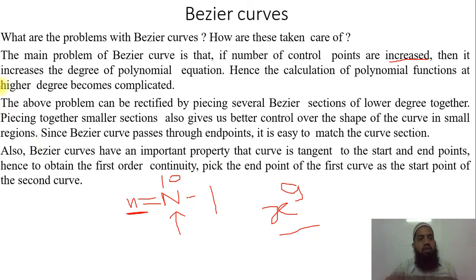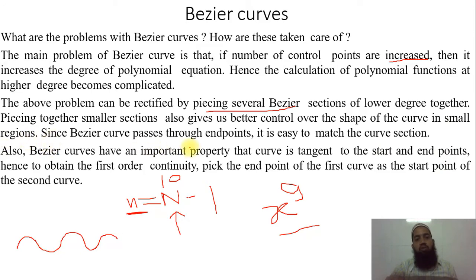The above problem can be rectified by piecing the Bezier curve together, and this comes under B-spline curves. For example, we have this Bezier curve, and we can convert it into a number of segments, which we'll see in the next slide. Segments of lower degree pieced together also give better control over the shape of the curve in a small region.